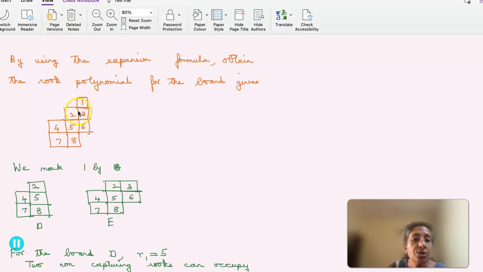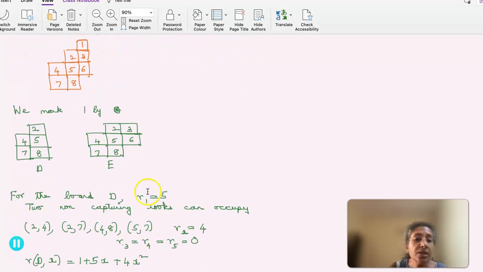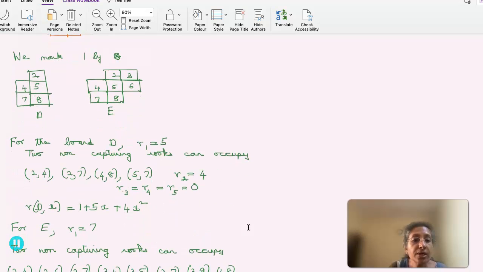Coming to the next question, by using the expansion formula, obtain the Rook polynomial for this board. This is your board, so I'm going to mark 1 as star. So this is your D and this is your E. For the board D, R1 is 5 and two non-capturing rooks can occupy 2,4, 2,7, 4,8, 5,7. So R2 is 4. So R_D(x) is 1 plus 5x plus 4x squared.